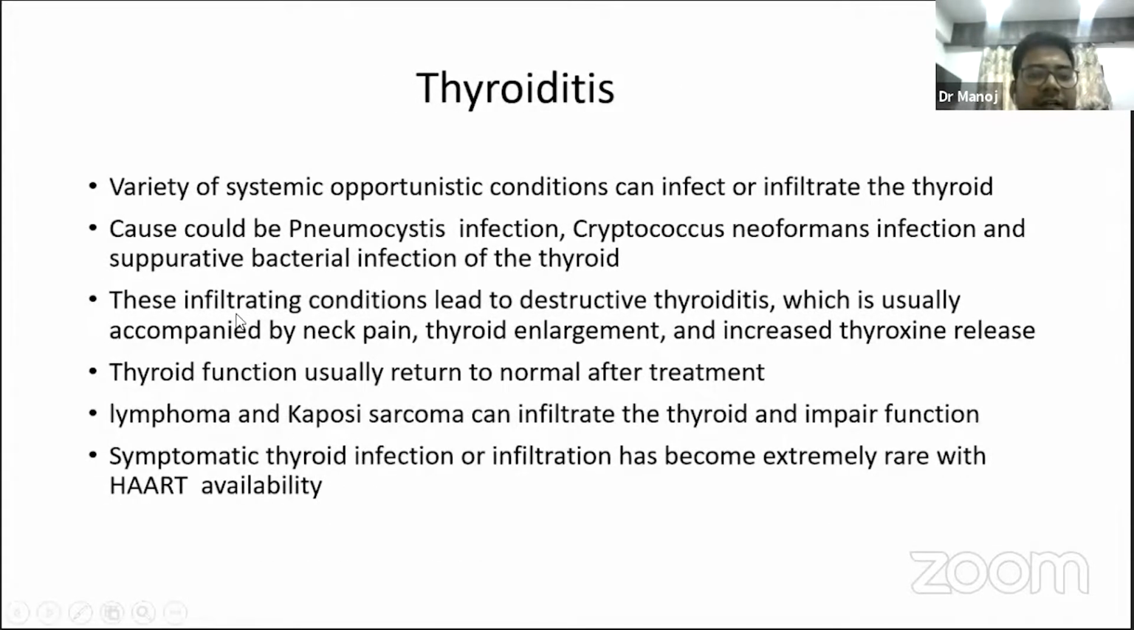Now, coming to thyroid infections, various systemic opportunistic infections can infect or infiltrate the thyroid, like Pneumocystis infection, Cryptococcus neoformans, and suppurative bacterial infection. These infections lead to destruction of the thyroid, usually accompanied by neck pain, thyroid enlargement, and increased thyroxine release. Thyroid function usually returns to normal after the treatment. Various malignancies like lymphoma and Kaposi sarcoma can also infiltrate the thyroid and impair the function. After the availability of active antiretroviral therapy, symptomatic thyroid infection has significantly reduced and is now rare.